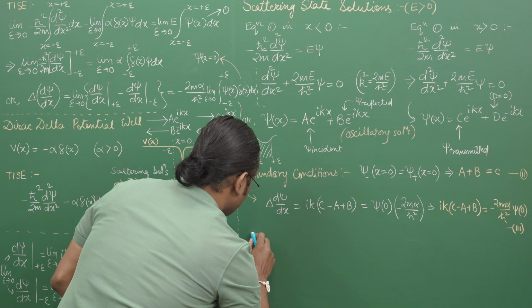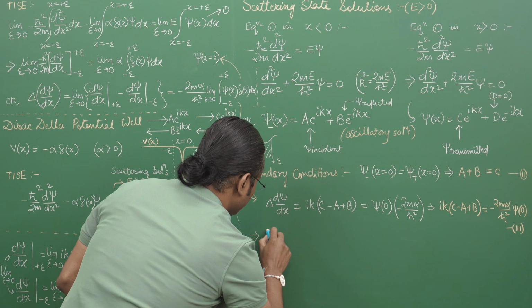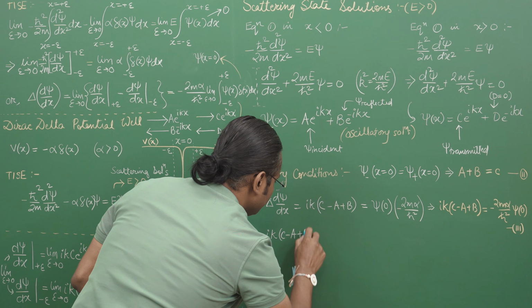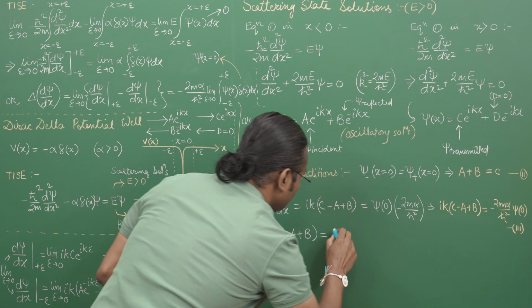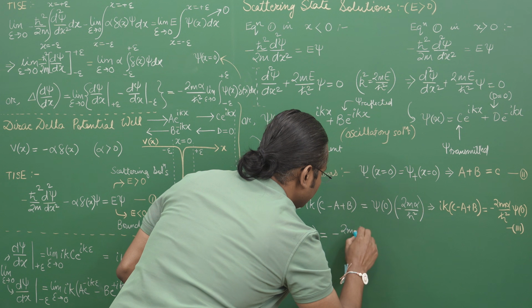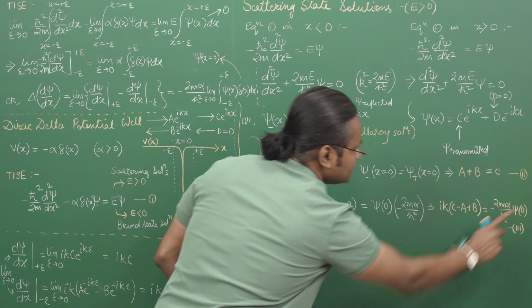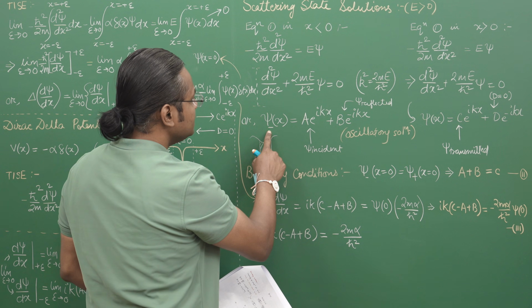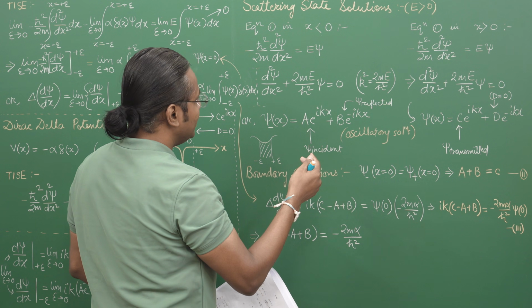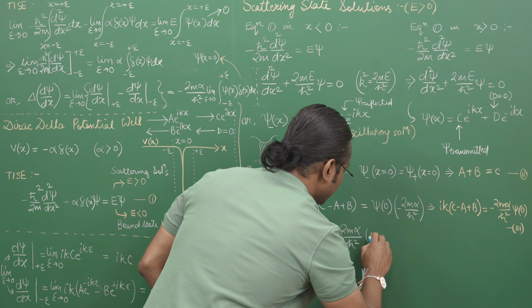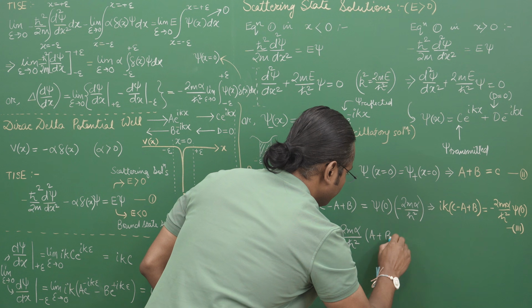So what we have here, iota k c minus a plus b is equal to minus 2m alpha upon h cross square times psi 0. For psi 0 I can take this, this is also a valid solution. So if I put x is equal to 0, then I essentially end up getting a plus b.